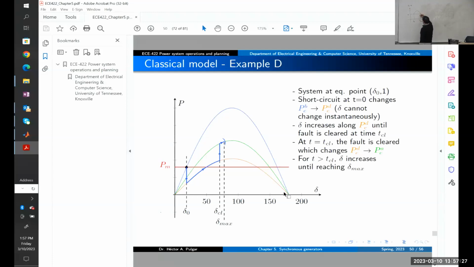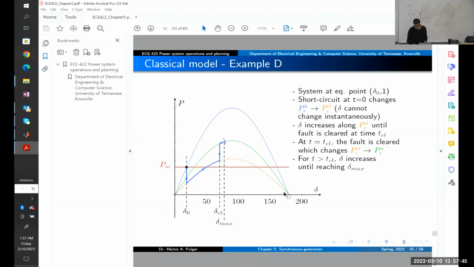And then the system, the trajectory will be tracked by this stable focus, and the system should converge back to the equilibrium point. But the point here, at maximum angle, the speed of the machine should be nominal.